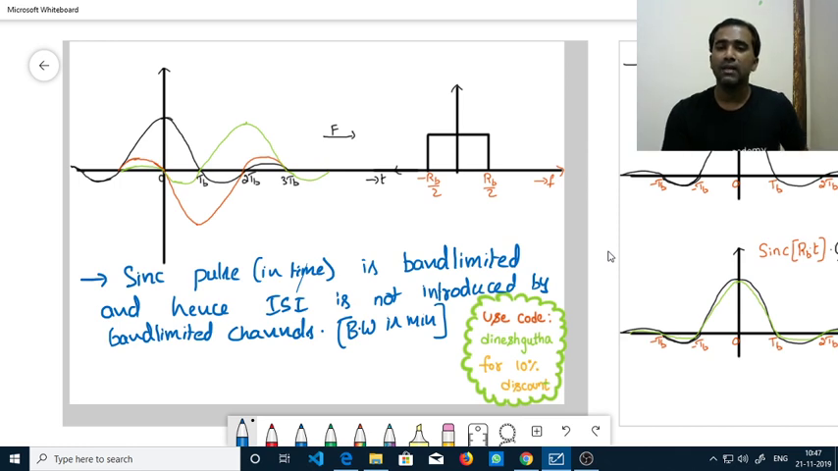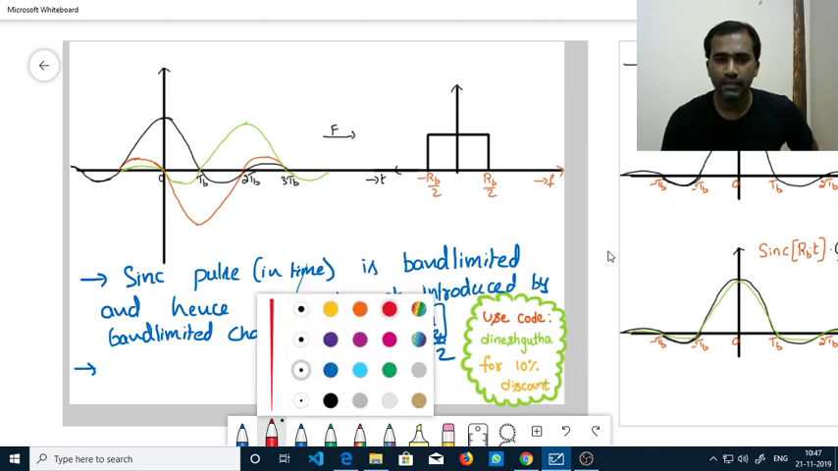So the minimum bandwidth possible for any pulse is only RB by 2. If the bit rate is RB, the minimum bandwidth possible is only RB by 2. But there is a problem with this also. Let us talk about the problem.